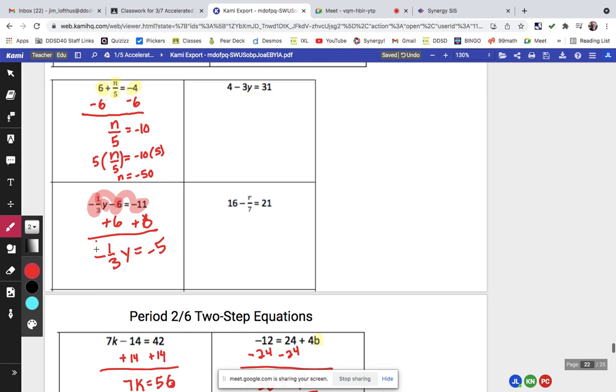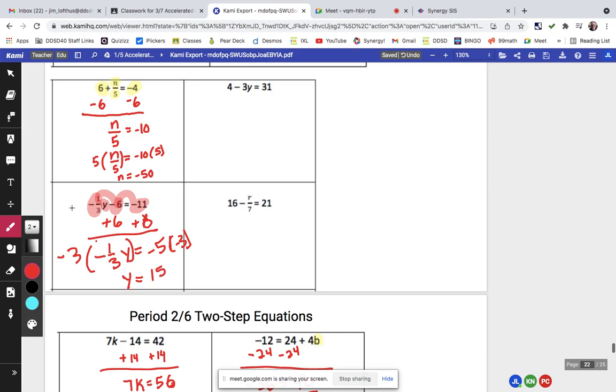Now I'm going to multiply. I'm going to divide by 1/3, which is the same as multiplying by 3. Negative 3. I'm going to multiply by negative 3. And negative 3 times negative 1/3 is 1. So we've got y, and that's equal to 15.